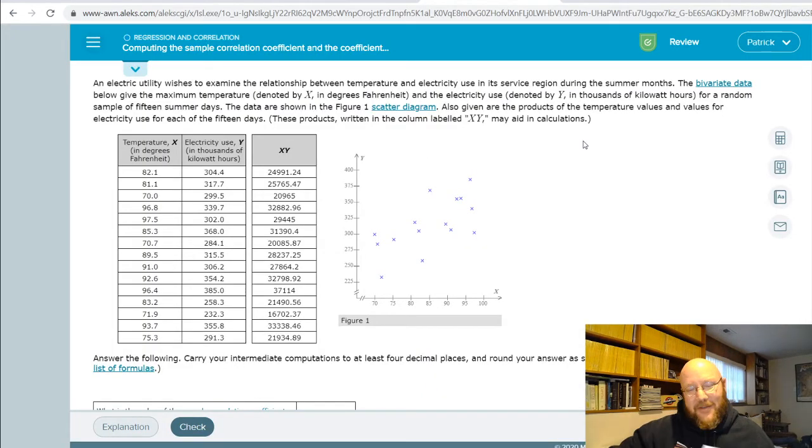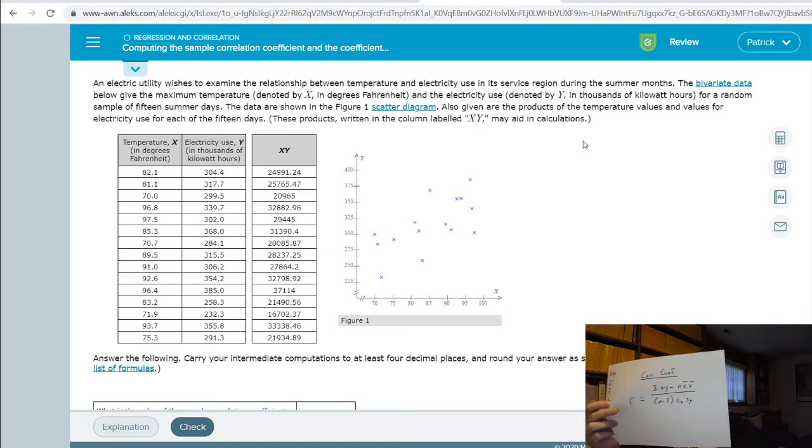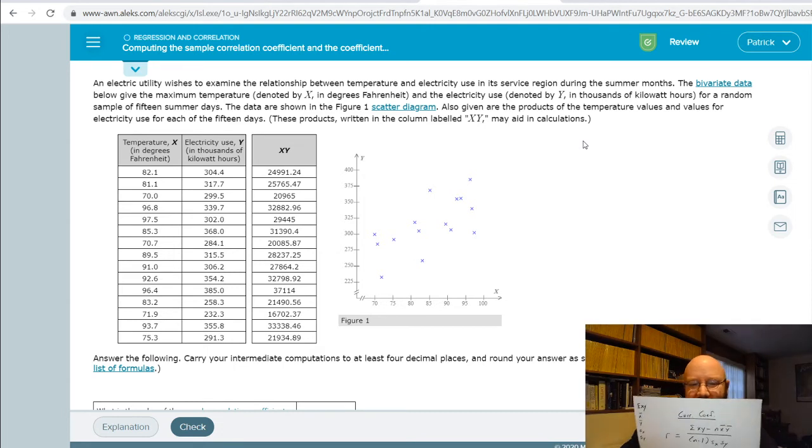Otherwise, you can stop the video right now. All right, so here's the actual formula that you're going to use. It's the sum of x times y, minus n, your sample size, times the mean of x times the mean of y, all over n minus 1 times the standard deviation of x times the standard deviation of y.